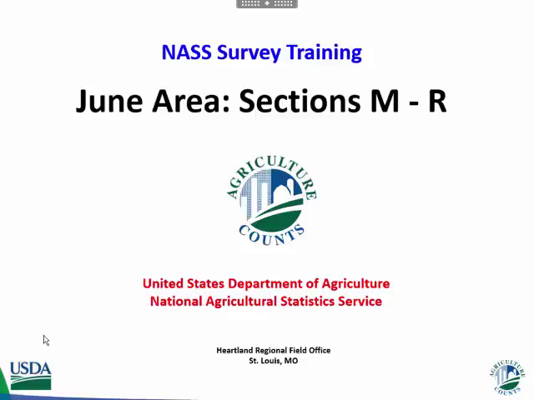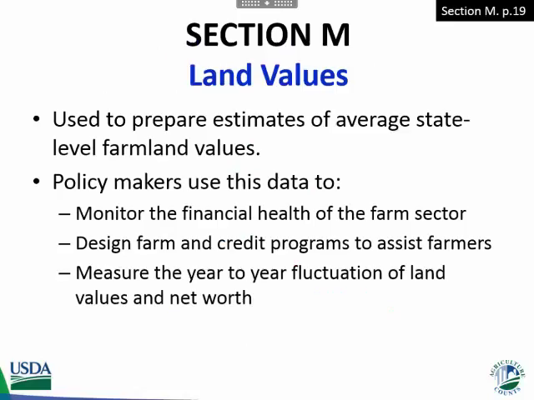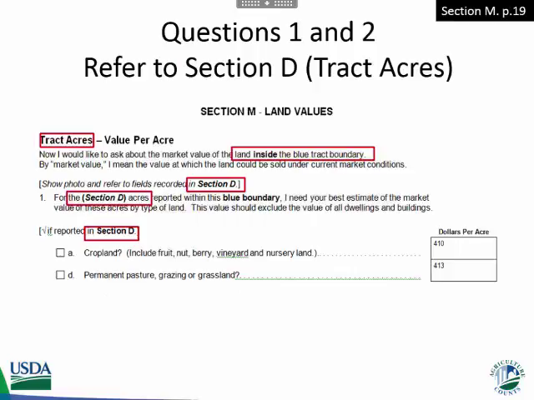Hello everyone, here to talk about Section M through the close of the questionnaire here for June area. Section M is talking about land values, fairly important. Policymakers use this information quite a bit as well, you could guess. It's a little tricky here getting into the actual survey.